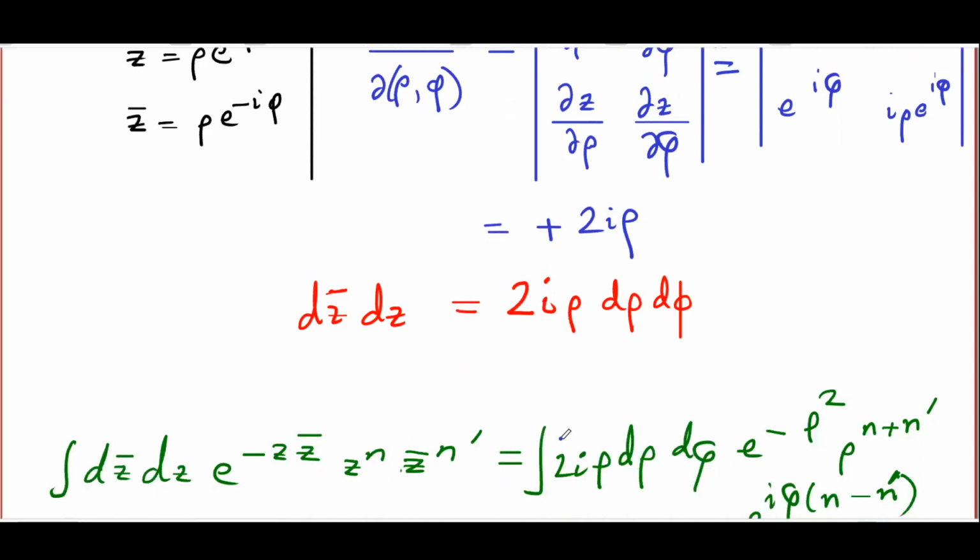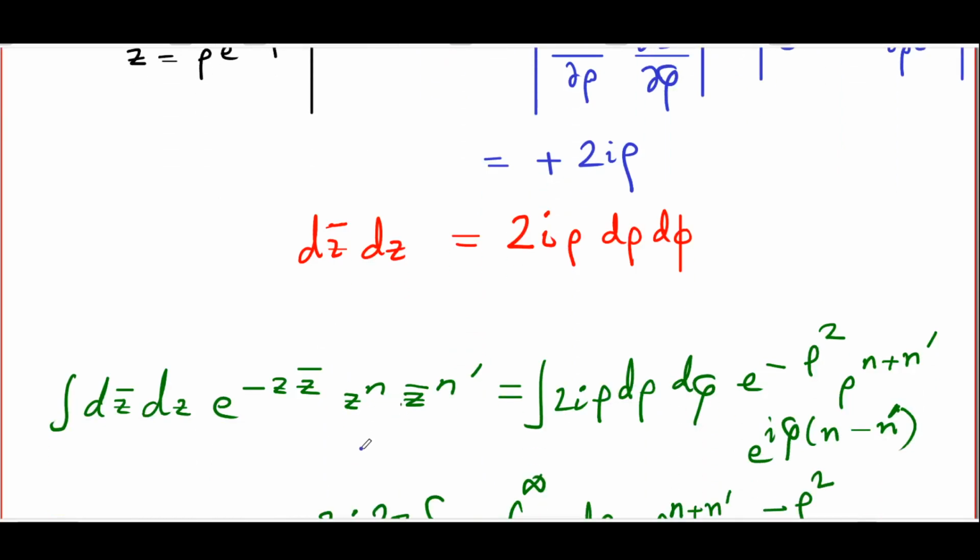So this is what we are going to use, because when we want to evaluate this quantity, z to the n, z bar to the n prime, these are factors which we had from the ket z bra z combination. What we need to do is throw in an extra factor of e to the minus z z bar, and that, when you integrate over z bar and z, translates to this integral over rho and phi. The dz bar dz changes into twice i rho d rho d phi. The e to the minus z z bar becomes e to the minus rho squared, and z to the n, z bar to the n prime gives you rho to the n plus n prime times e to the i phi n from z to the n, and e to the minus i phi n prime from z bar to the power n prime.